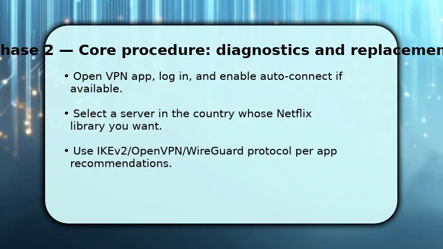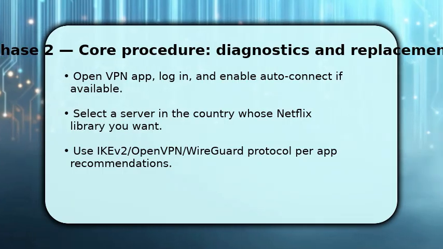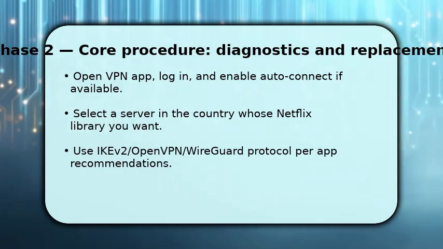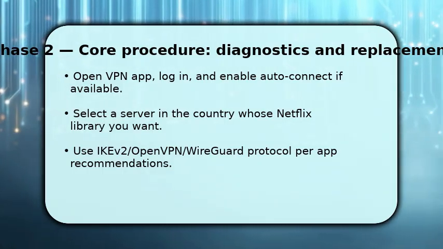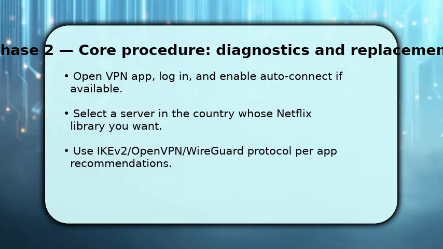You now sign into the VPN app and review its default settings. Enable AutoConnect if you want instant protection. Next, pick a server in the country with the Netflix catalog you need. Choose a streaming-optimized or dedicated Netflix server when available.